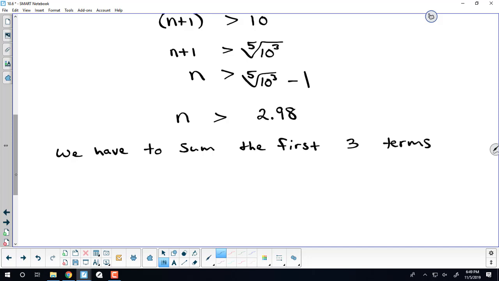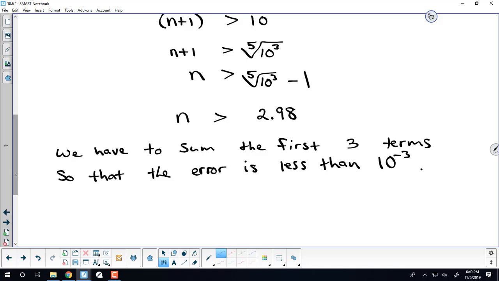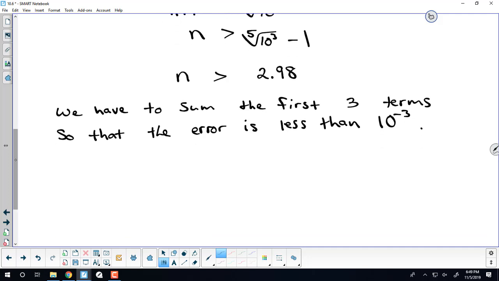The first 3 terms, so that the error or remainder is less than 10 to the negative 3. And so we can actually verify that. It starts at 1.